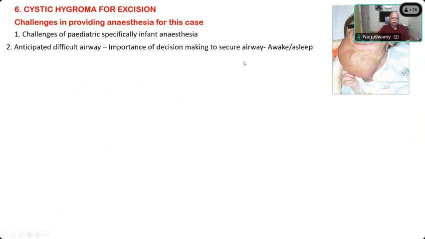Okay, so challenges of pediatric anesthesia, specifically if it is a very small baby like this: infant anesthesia, anticipated difficult airway, importance of decision making to secure the airway, whether awake or asleep. So how do you decide whether you can go ahead with the conventional induction and paralysis and intubation, or intubation with FOB and topical anesthesia? How to decide that in a baby like this?